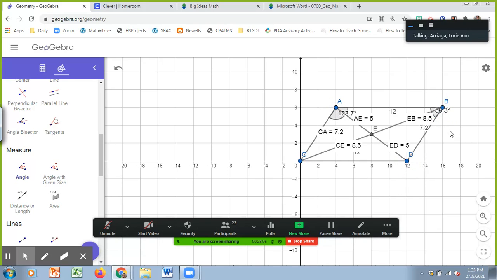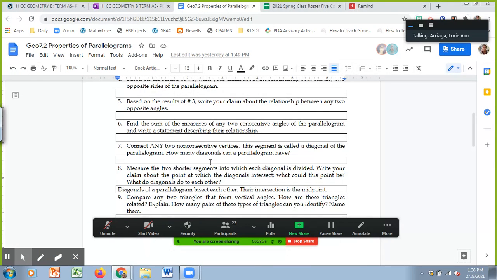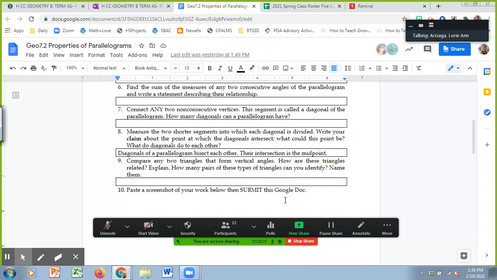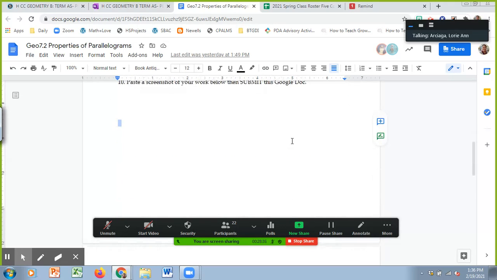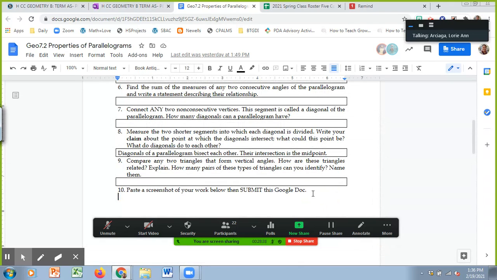Okay. And if you have those two, James said opposite angles are congruent, so you're expecting the same one for angle C and 123 something for angle D as well. Okay, so that's the one that you guys are going to screenshot and paste at the bottom of your Google Docs. You can click enter from here and then paste your screenshot.